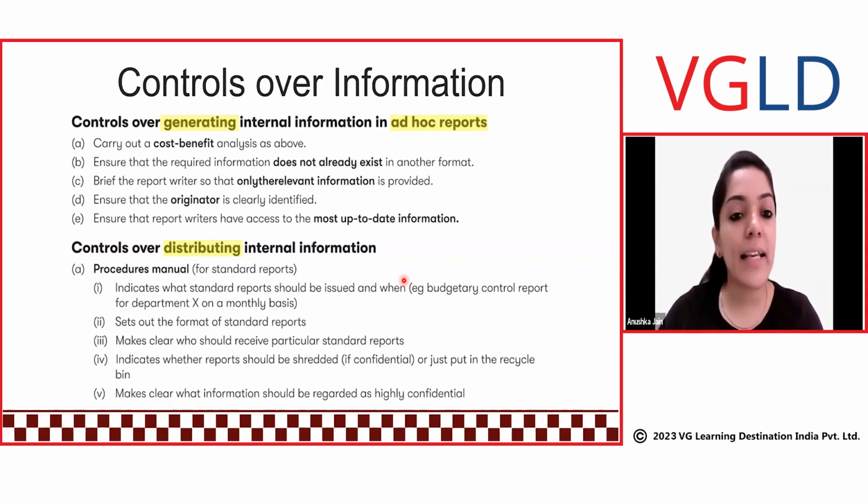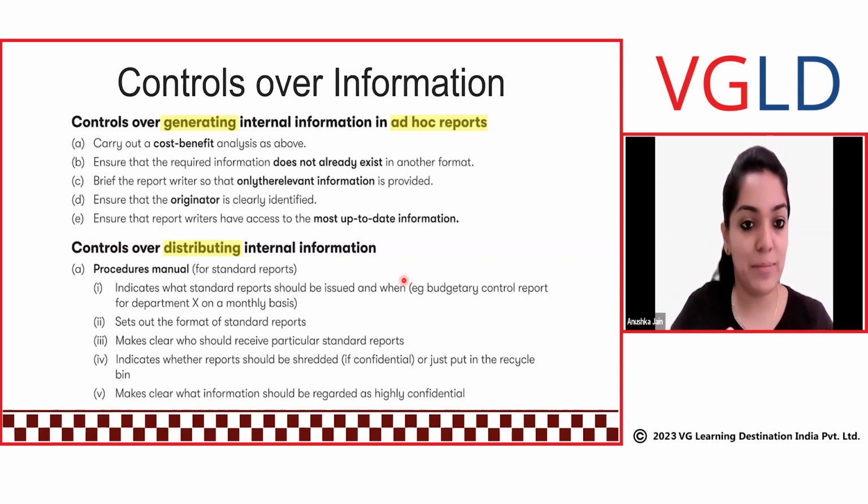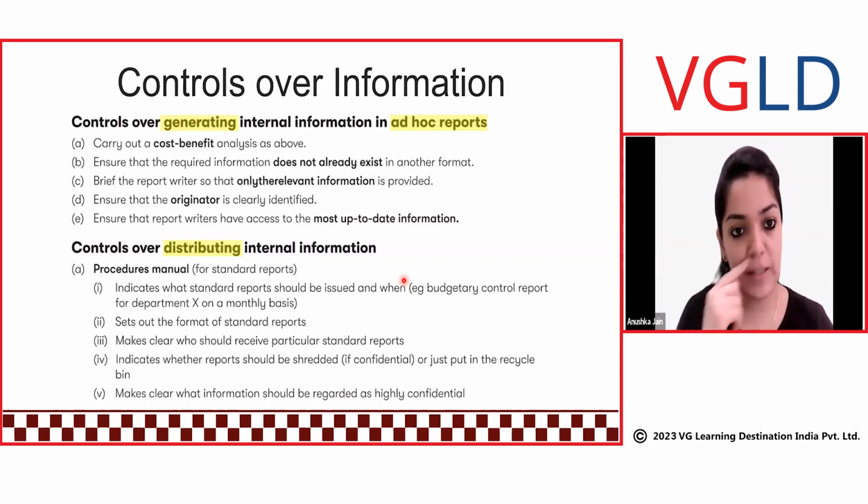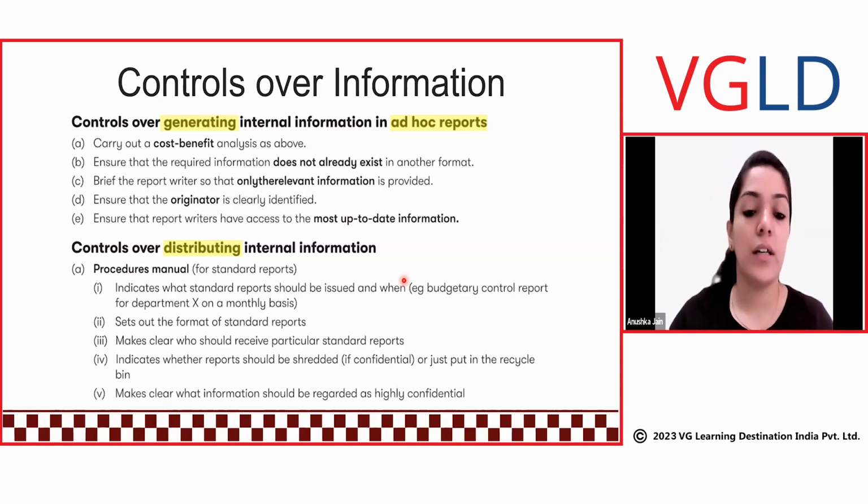Next, it indicates whether reports should be shredded or just put in a recycle bin. People use shredder machines where if you put the papers in, they get shredded into small pieces and no one can make anything out of it. So it should also indicate if a report is highly confidential and, after its purpose has been fulfilled, needs to be shredded, or if it can be simply put in the dustbin.